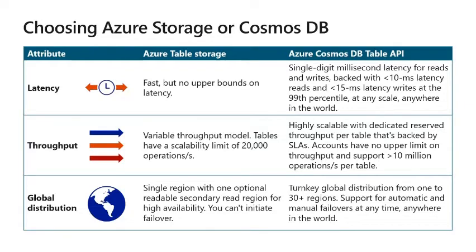Then global distribution. Azure Table Storage offers a single region with one optional readable secondary read region for high availability. You can't initiate a failover. And then for Cosmos DB, turnkey global distribution from 1 to 30-plus regions, support for automatic and manual failovers at any time, anywhere in the world.